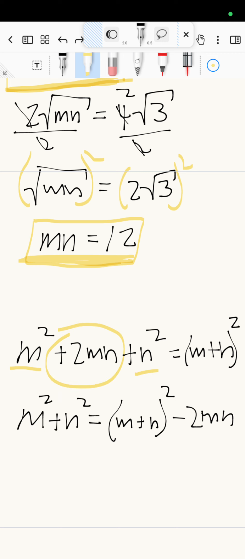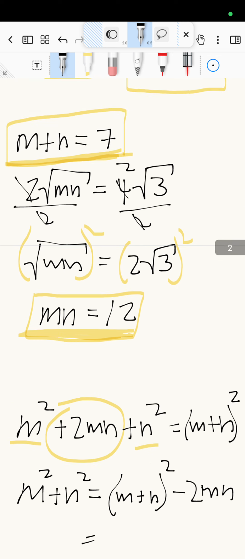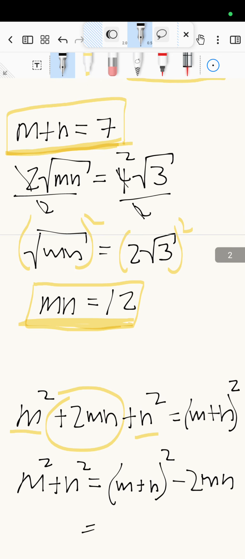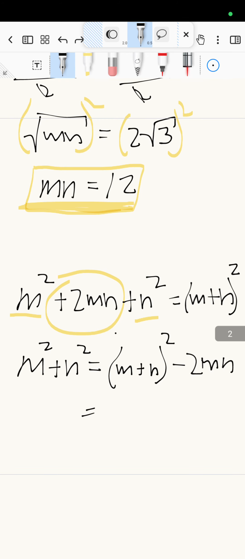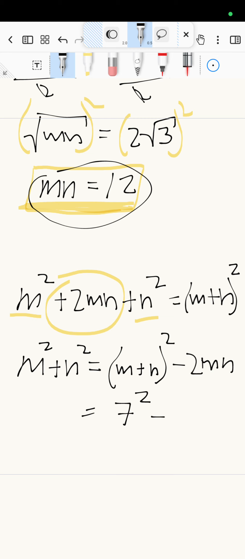This is what the question is asking me to solve. So if I can simplify this right hand side with actual values, then I would have answered my question. So let's look back at the two equations that we've created. We know m plus n, that's over there. We know m plus n is 7. So this is going to be 7 squared minus, we know m times n is 12, so that's going to be 2 times 12.